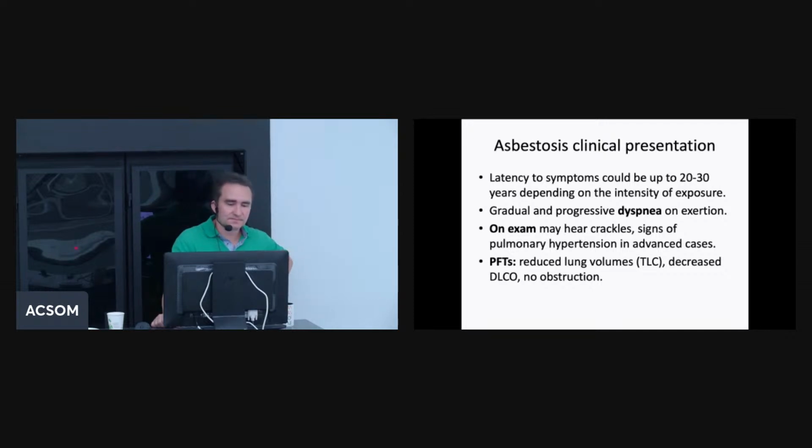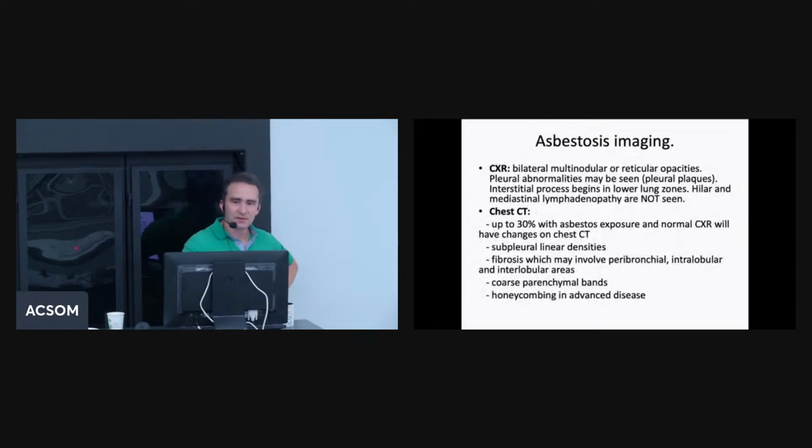In the PFTs, you'll see reduced lung volumes, decreased diffusion capacity for CO, usually no obstruction. Because you have less lung tissue, your capacity to diffuse oxygen or any gases will be decreased. On the imaging, you'll see bilateral multinodular reticular opacities. Pleural abnormalities may be seen, and they are frequently seen.